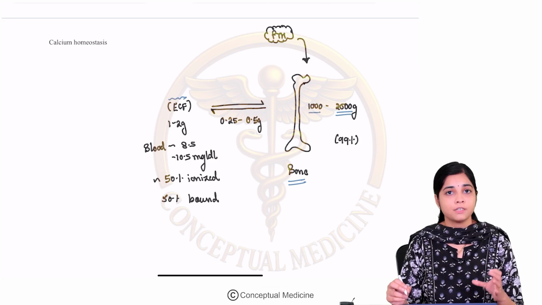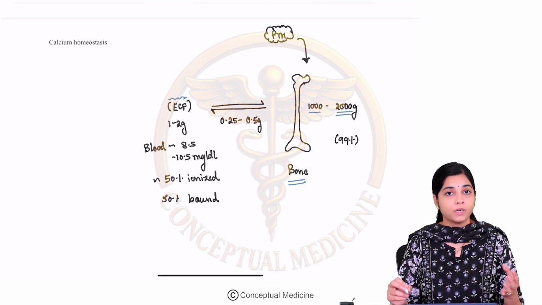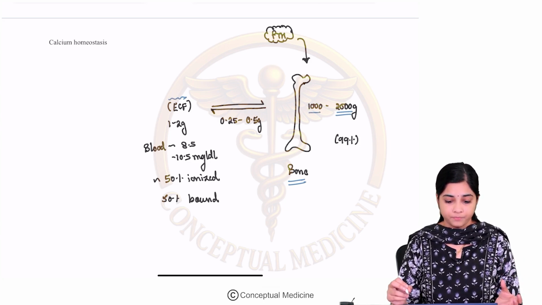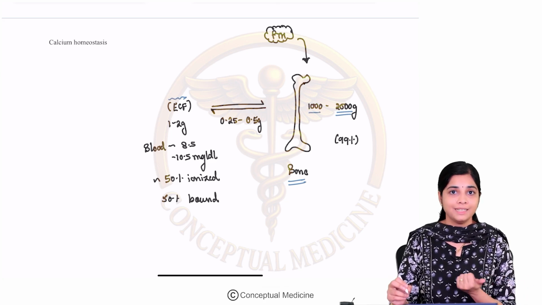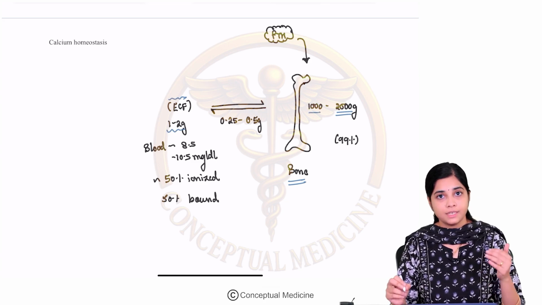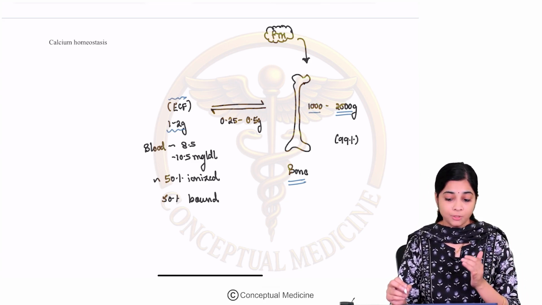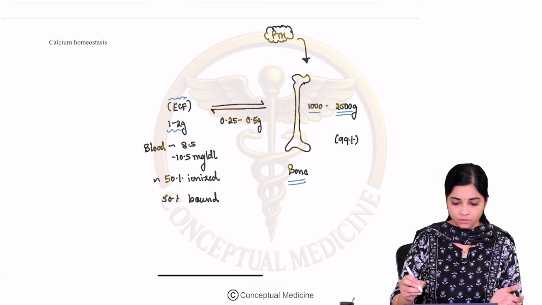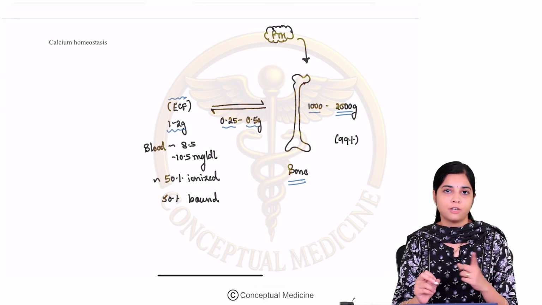So there is a constant flux between the ECF calcium and the bone calcium depending upon the need of the patient. Around 1 to 2 grams of calcium is there in the extracellular fluid, which includes your blood, and about 1000 to 2000 grams is within your bone. So around 0.25 to 0.5 gram is in the flux state.